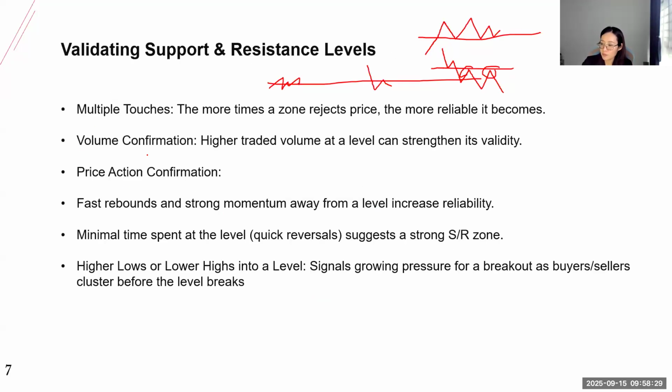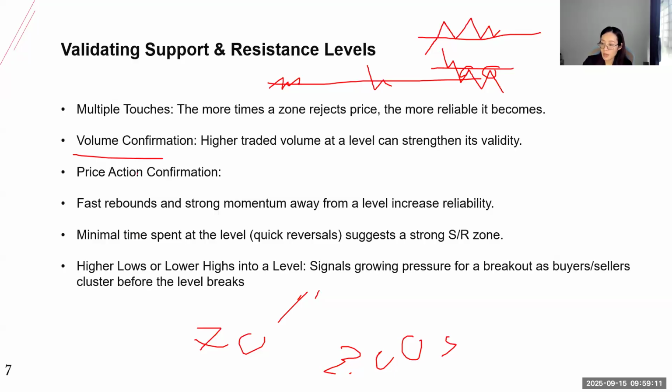You can use volume confirmation. Higher traded volume at the level can strengthen its validity. But usually I don't use volume to confirm. For the indicator to look for overbought and oversold, usually I only use the RSI. Meaning that whenever price is approaching the key level, at least the RSI has to be at level 70, which is considered overbought, or level 30, which is considered oversold. I will use only RSI to identify overbought and divergence.